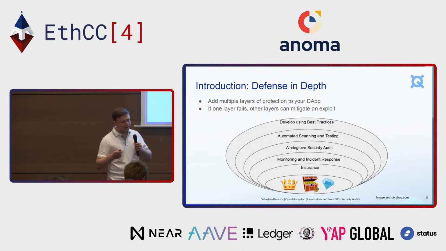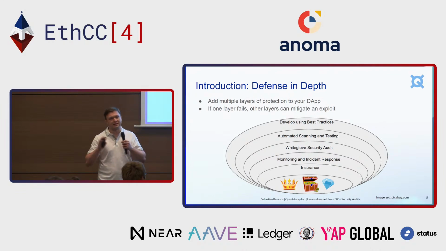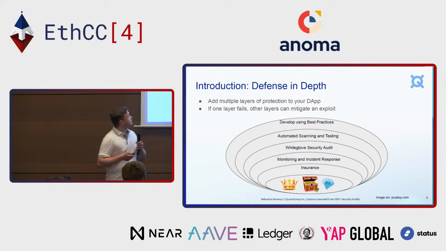Many projects, they do a security audit and that's it. Other projects just do a bug bounty and that's it. You should use multiple things, right, to help your security. And yeah, if one of the layers fails, then the others could help protect. Here at the bottom, I'm showing the crown jewels. Basically, those are the assets that you have in your contract that you want to protect. And we'll be going through these layers one by one, starting at the top.